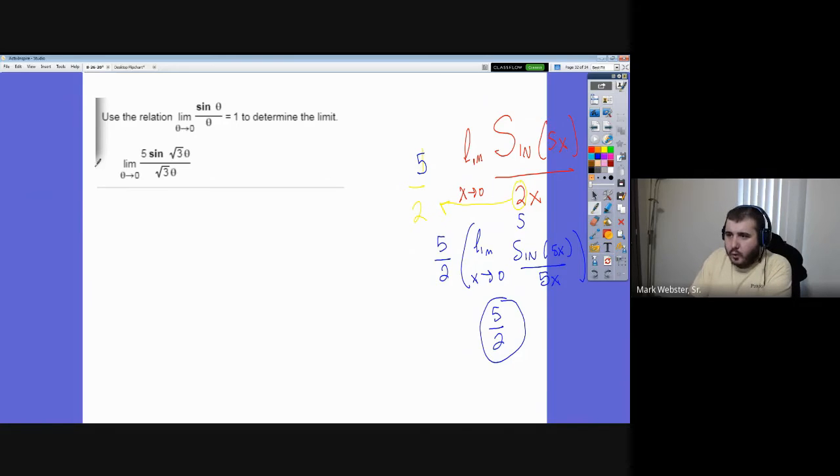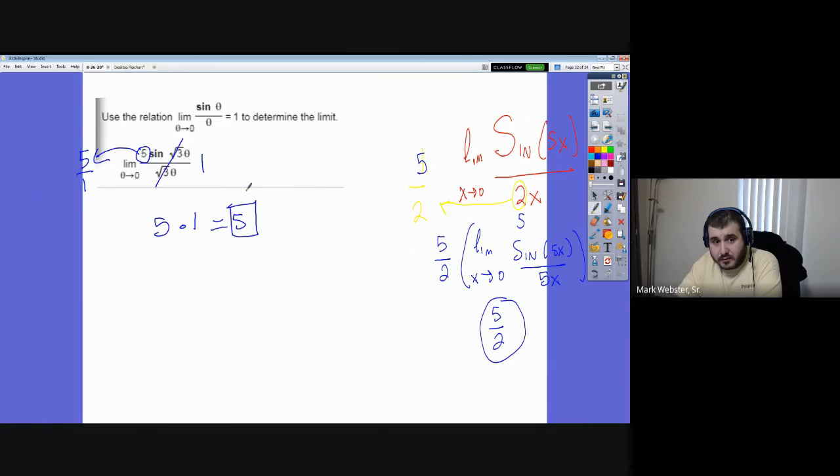So again, what are we going to do? Eat that 5. Now this is in the numerator, so it's going to be on top, right? But now, hey, now it looks like it's supposed to. We don't have to do anything else. So this part's 1. We got 5 times 1 is 5. And that's your answer.